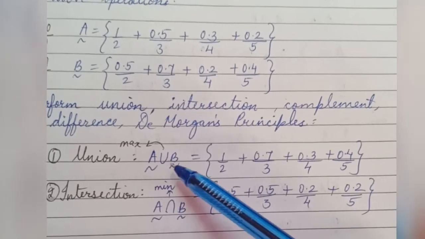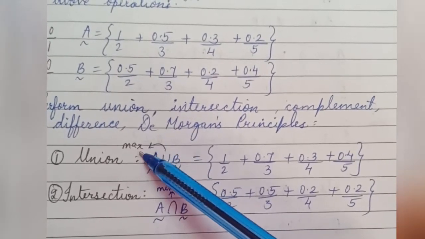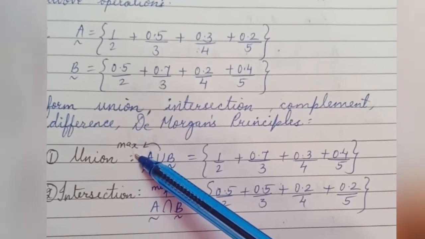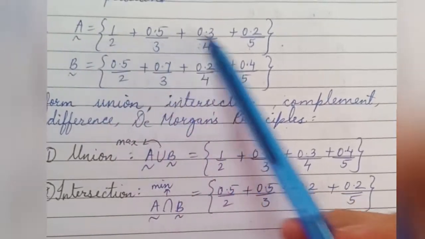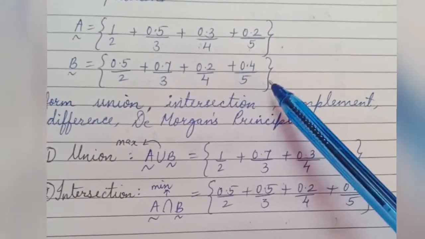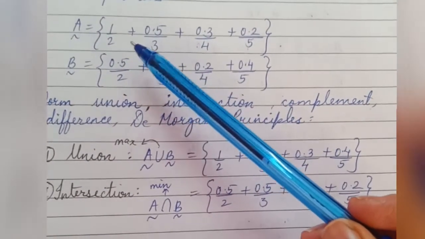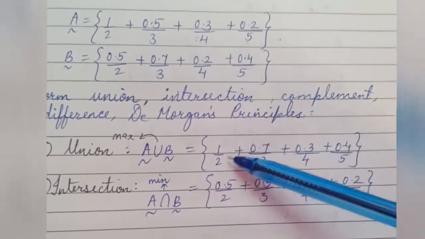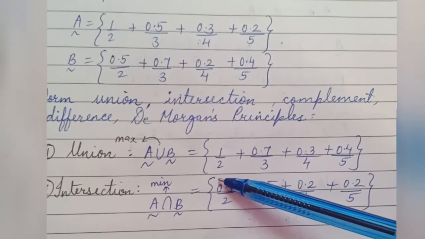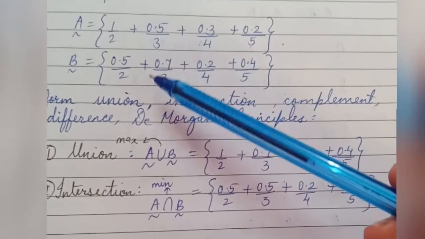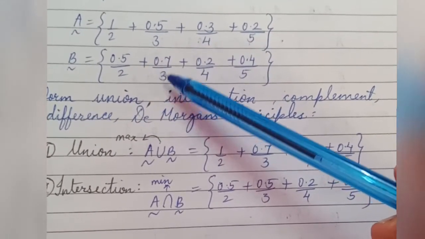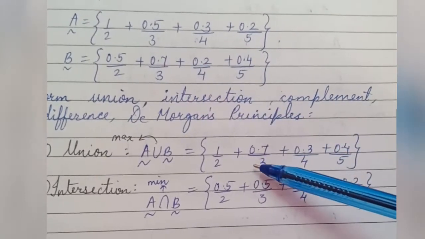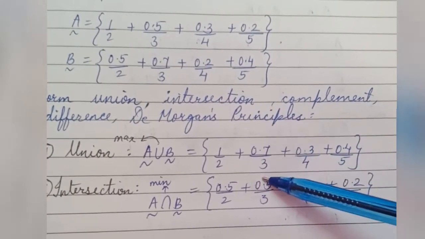consider set A and set B and select the max element from both sets. Let's start. So this is set A and this is set B. Compare each element and select max. 1 and 0.5, max is 1. Write it as 1 upon 2. Second element 0.5 and 0.7. Select max, that is 0.7. Write it as 0.7 upon 3.